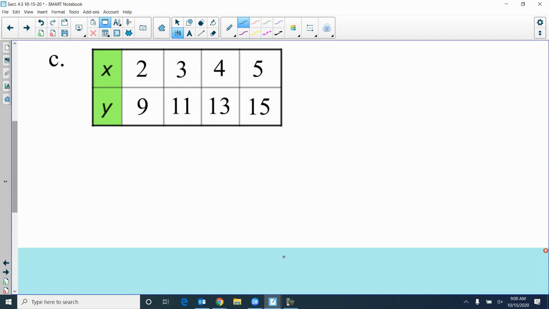So I want you to think about it. Try some things. Write down the equation. Try it. Doesn't work? Think about something else. So see what you can come up with. When I plug in 2, I got to get back 9. When I plug in 3, I got to get back 11. When I plug in 4, I got to get back 13.